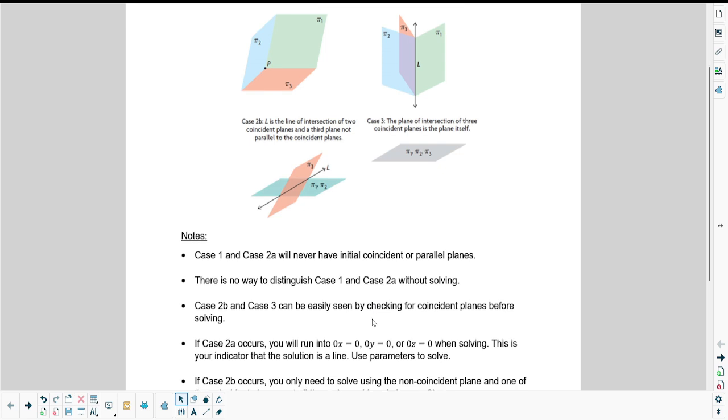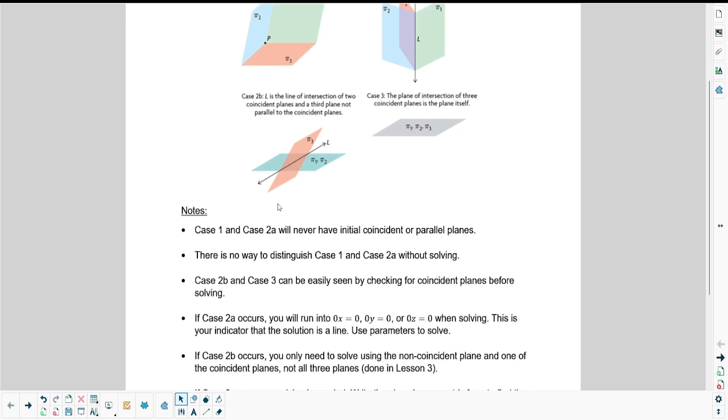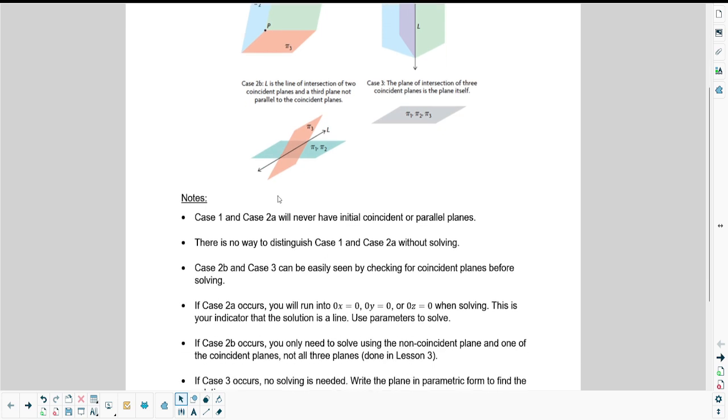If case 2b occurs, remember you are going to be given three planes. Since two of them are just going to be the same, for all purposes you only have two planes. So you're trying to solve the intersection of two planes. You just need to follow the last lesson, lesson 3. How do you find the intersection between two planes? It's a straight line by default. So how do you write a straight line in parametric form?